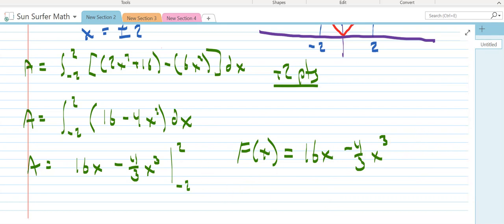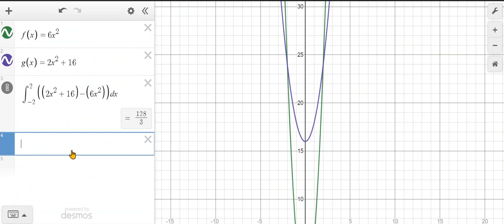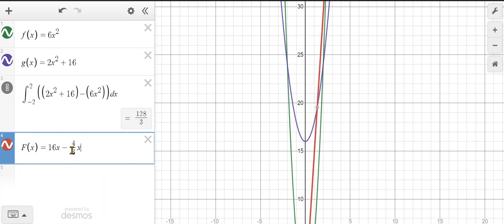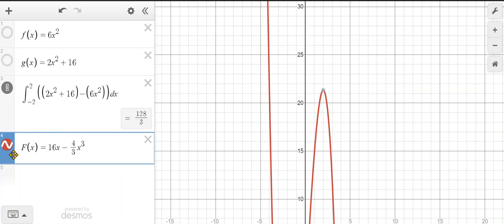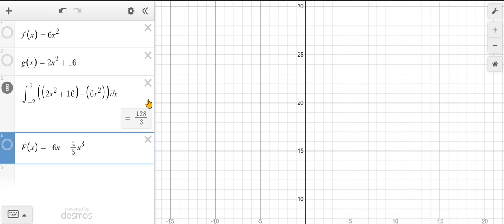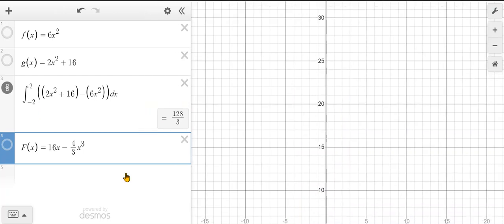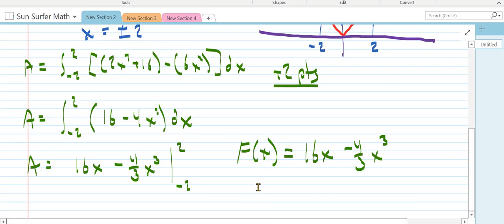So let's go back to Desmos and put in capital F of x is equal to 16x minus 4/3 x cubed. That is my antiderivative. And I'm going to get rid of the graphs. I don't need those anymore. It's kind of cluttering things up there. All right, so that is my antiderivative. Now let's go back and evaluate the antiderivative by hand.